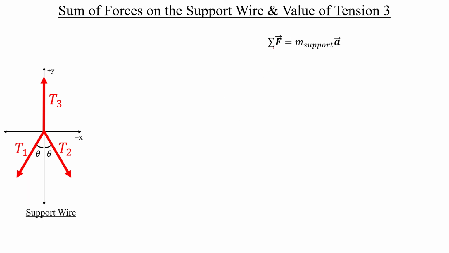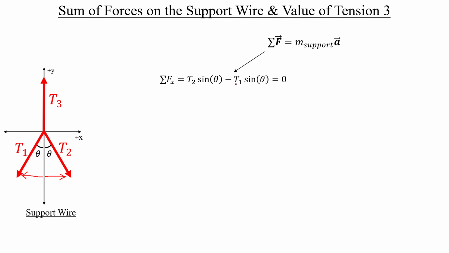Well, F equals ma at the top, right? But now the mass is the mass of the support wire. We take the sum of forces in the x direction, and what is that? Well, the sine component of T2, right? Sine of theta of T2 points in the plus x direction there. That's why it's positive. And then in the opposite direction, we have the sine value of T1. So that's why it's negative.